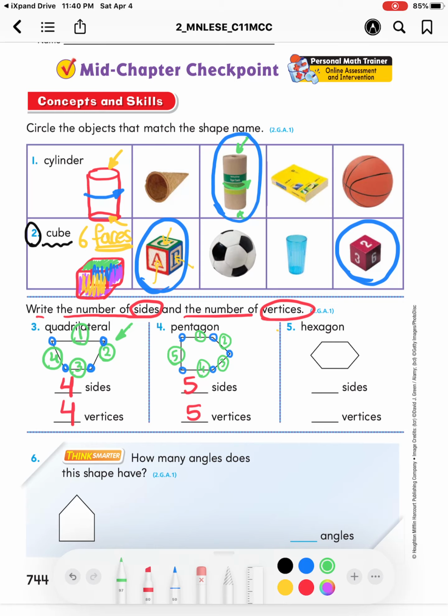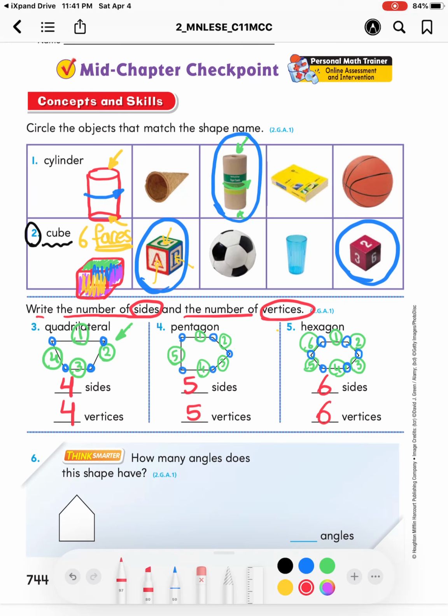Okay, now let's count here for the hexagon. Let's count together how many sides. 1, 2, 3, 4, 5, and 6. So here we have 6 sides. Good job. And how many vertices? 1, 2, 3, 4, 5, and 6. So we have here 6 vertices.